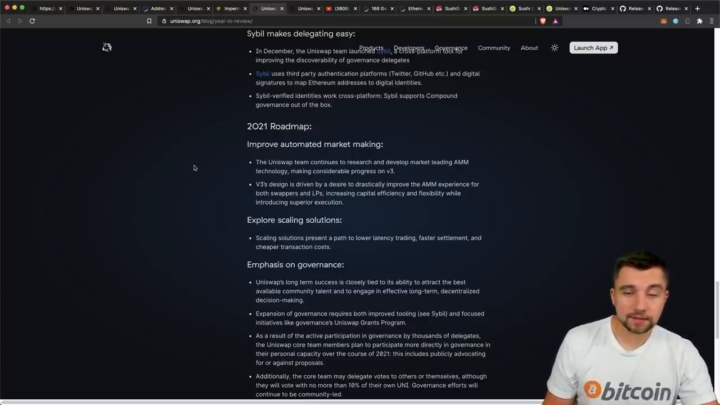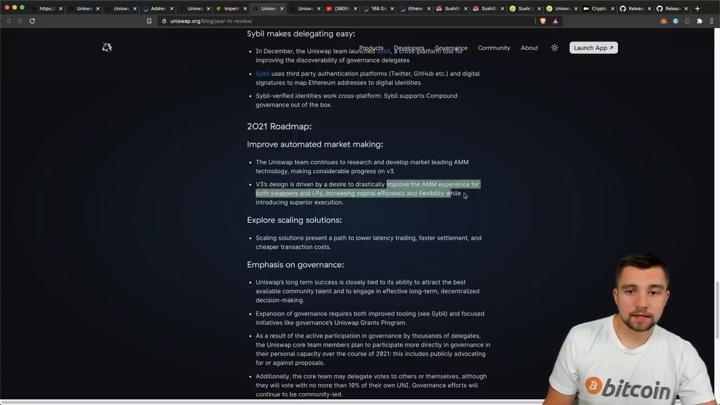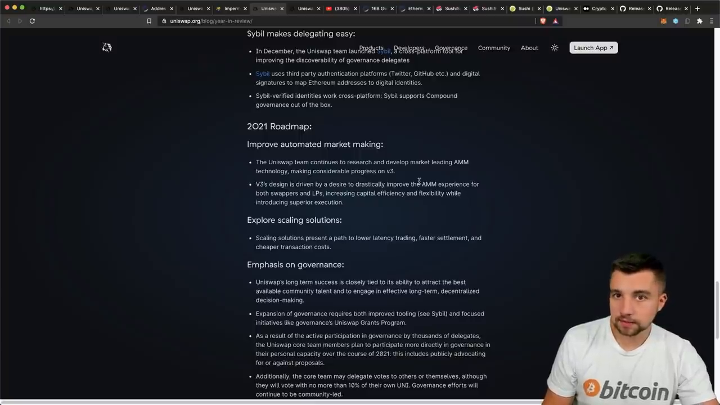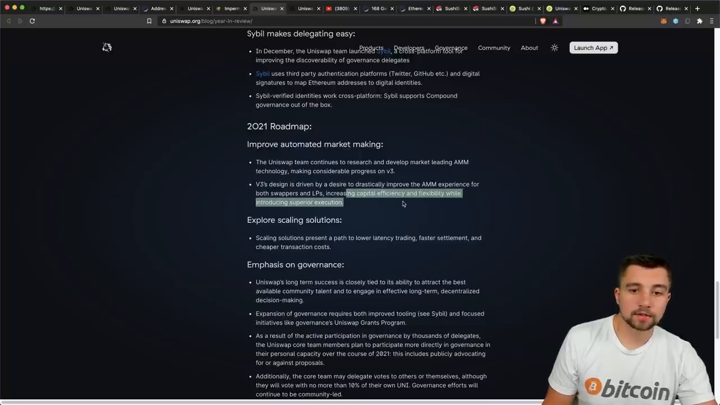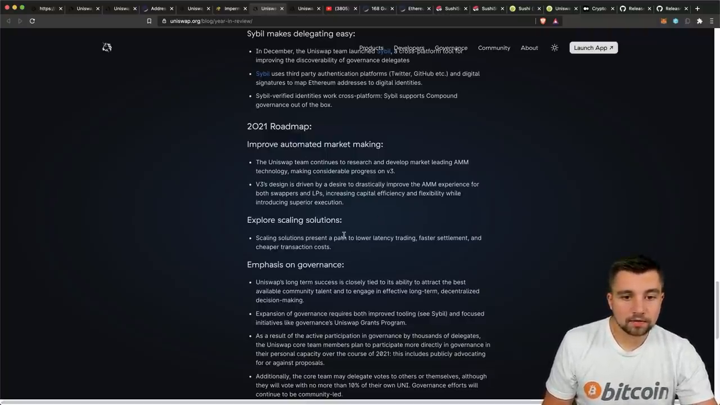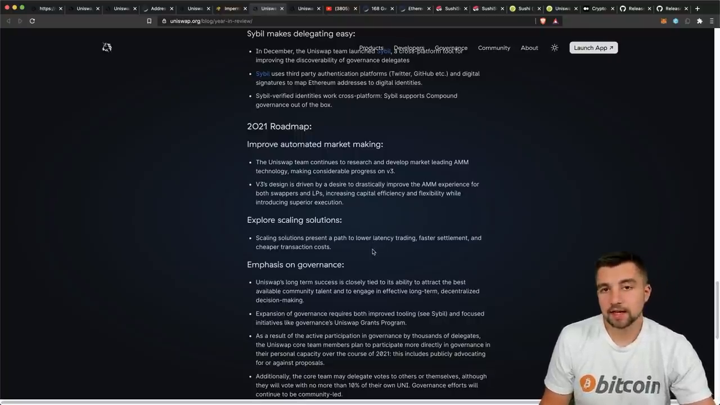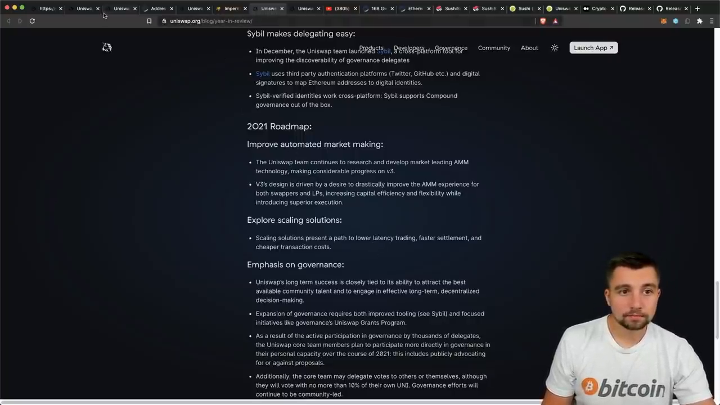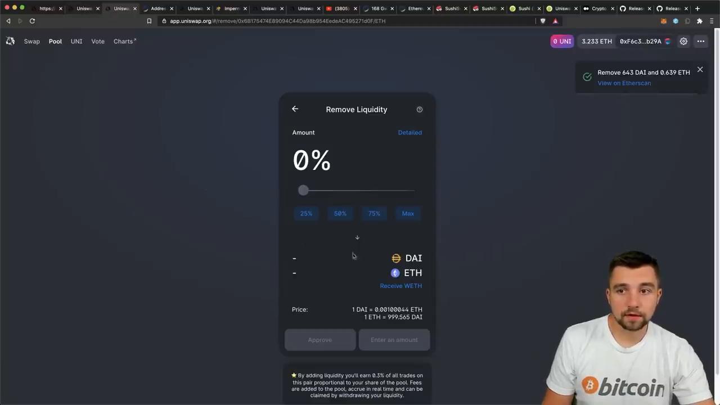2020 was all about their V2, and 2021 is going to be all about their V3, with the design focused on drastically improving the automated market making experience, the AMMs, basically the DEXs, the Uniswaps, and so forth, both for swappers and LPs, liquidity providers, increasing capital efficiency as well as flexibility while introducing superior execution. So I'm excited to see all of this. The big thing here is they're exploring scaling solutions, lower latency trading, faster settlement, and cheaper transaction fees. If they do anything, it's going to be good, big progress for them.